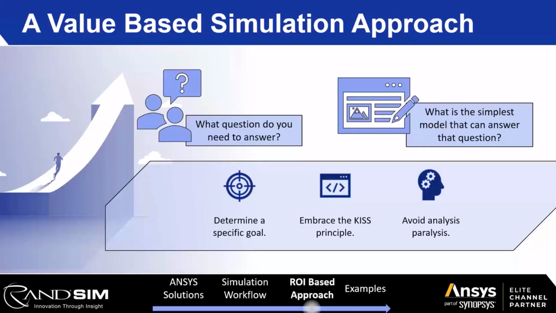If you're a simulation engineer yourself, or a manager of simulation engineers, write these two things down, because that's going to really help make sure that any simulation that is done is refined, targeted, and specific.